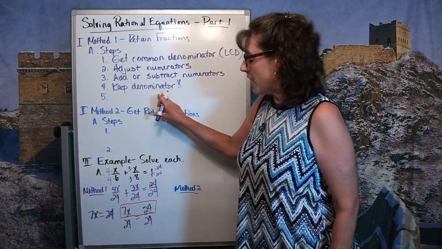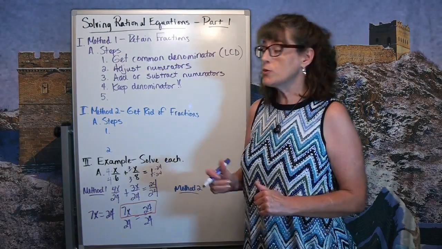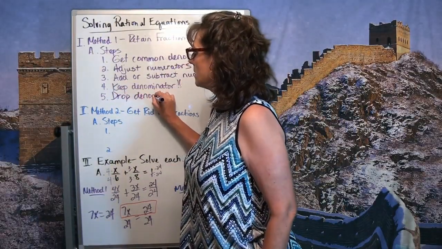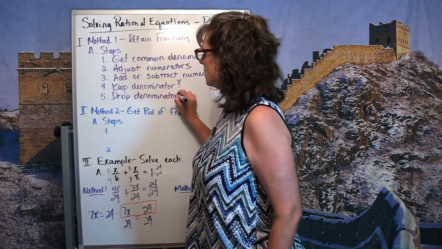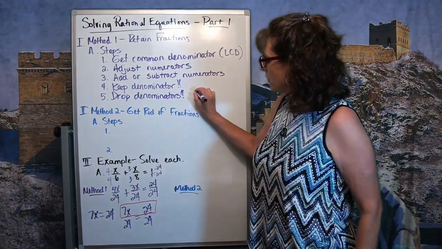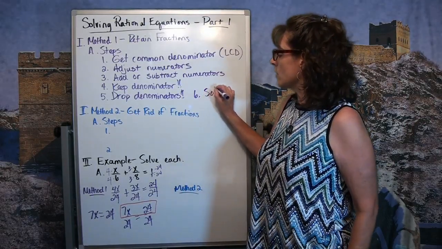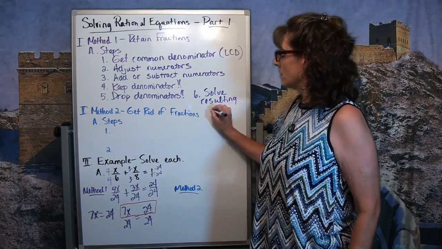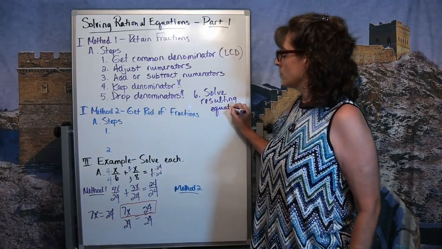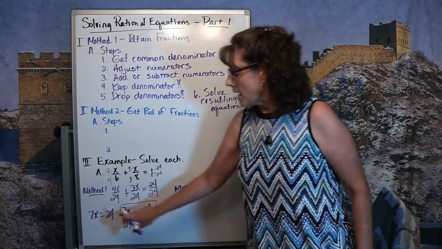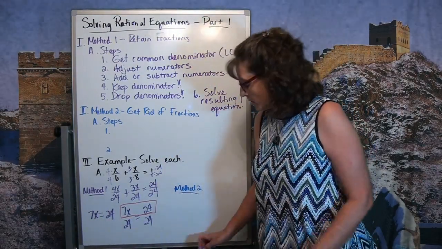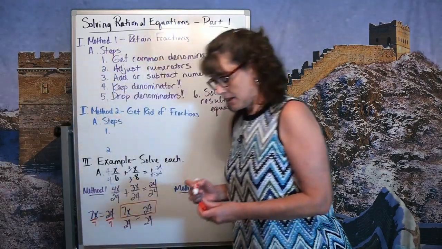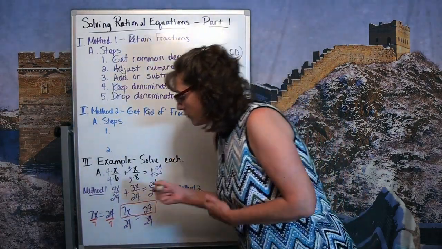So basically, at that point, you can just drop those denominators. Drop the denominators. And I've left off number 6 here, and you're going to solve the resulting equation, which frankly ought to be pretty easy to solve. Solve the resulting equation. And you know how to solve this resulting equation. You know that at this point you're going to take both sides and you're going to divide it by a 7, giving you x equals 24 over 7.